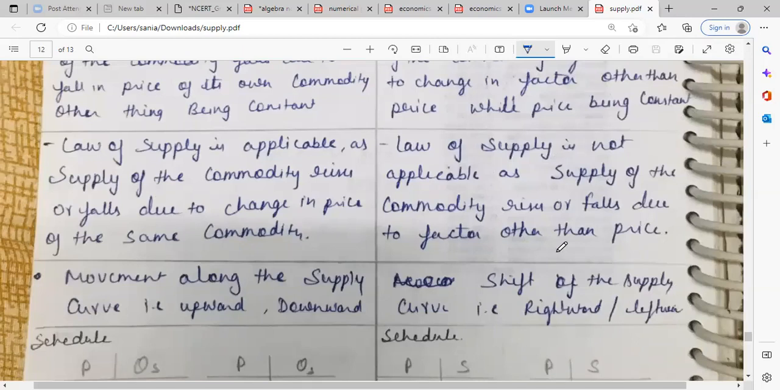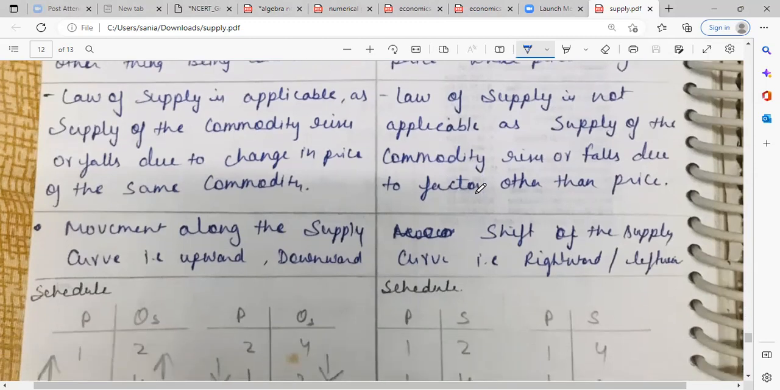Right? And then next is, law of supply is not applicable as supply of commodity rises or falls due to factors other than price, right? So this is the reason. Then over here, whenever there are two changes, one will be a movement and one will be a shift, or rotation, you can say.